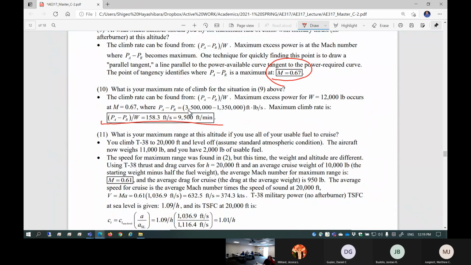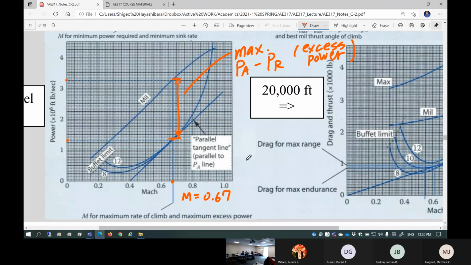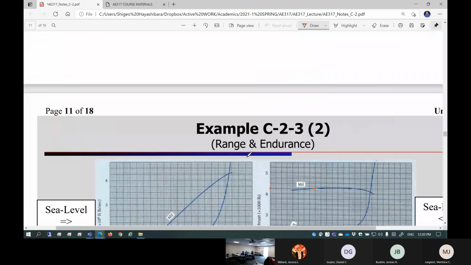So 3,500,000 minus 1,350,000 foot-pound per second. This is the excess power divided by the weight of the airplane, which is 12,000 pounds. It's going to give you the maximum rate of climb, 9,500 feet per minute. Okay, this is still a very powerful airplane. How's that? Okay, the next question is getting more confusing.